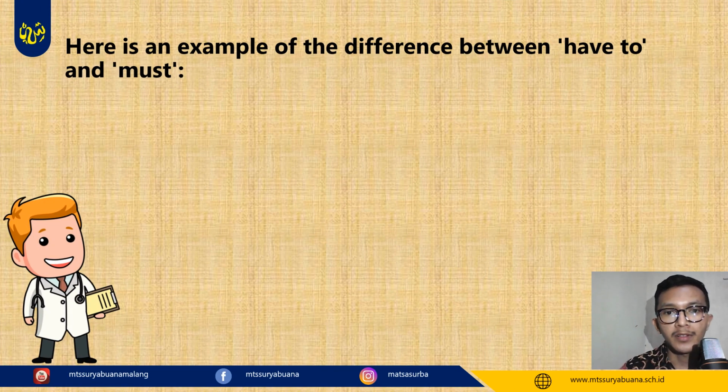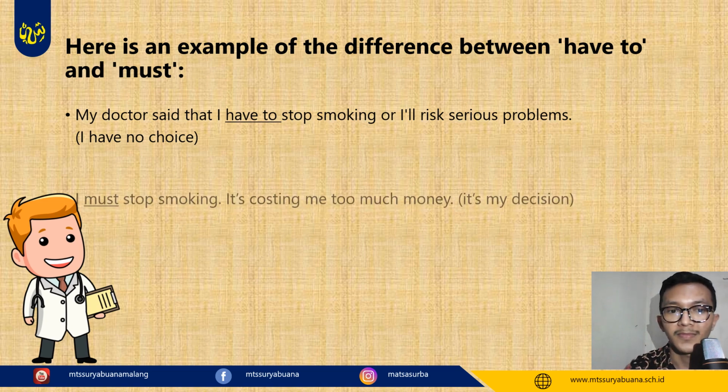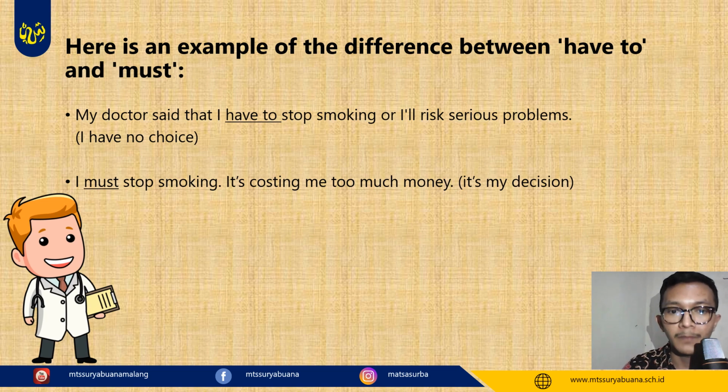Here is an example of the difference between have to and must. I hope this example will make the concept of have to and must clearer for you. My doctor said that I have to stop smoking or I'll risk serious problems. I have no choice. This is about have to. The second sentence: I must stop smoking. It's costing me too much money. It's my decision. It means it is his or her own decision to stop smoking, right? So this sentence uses must.